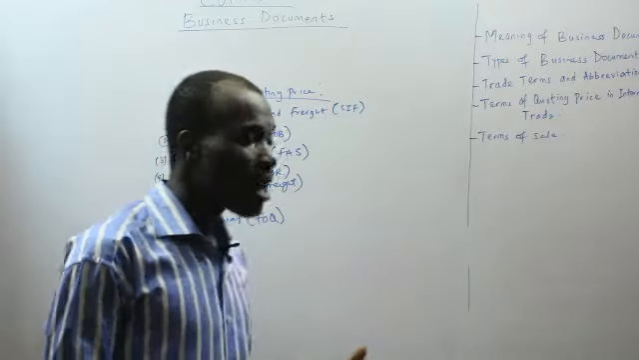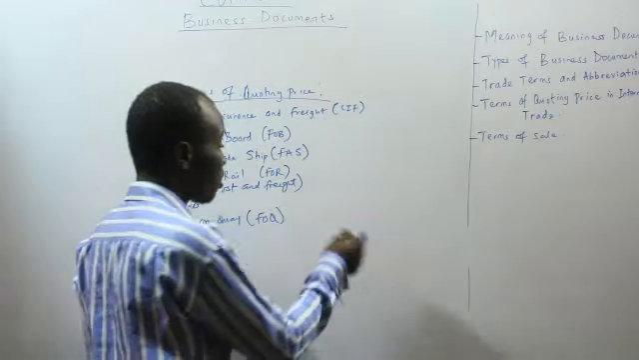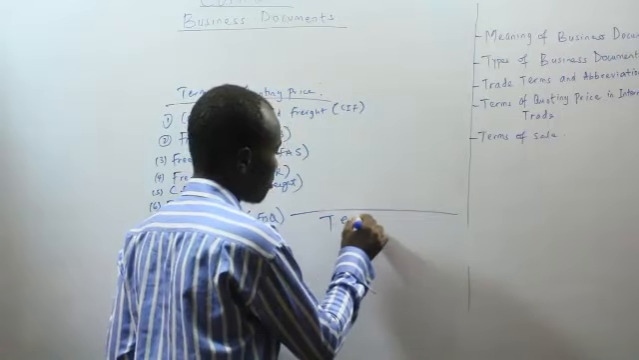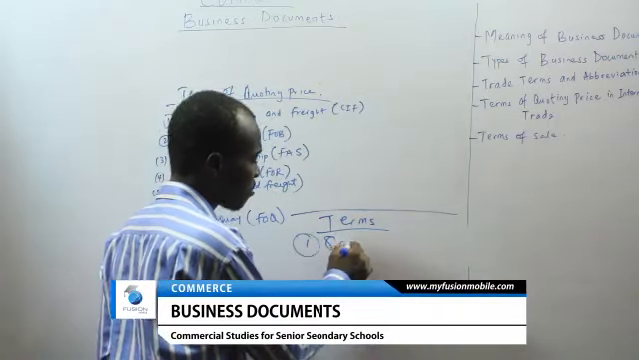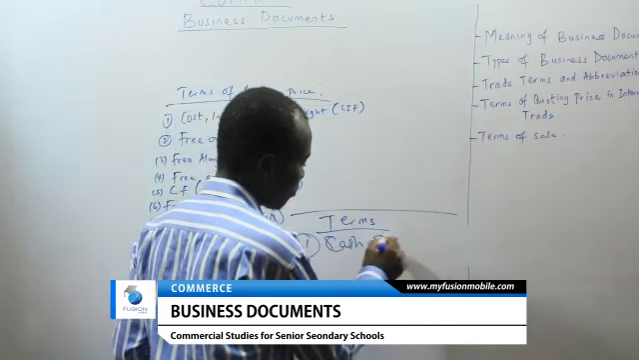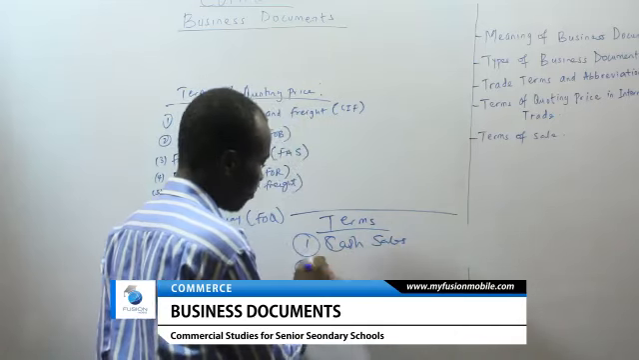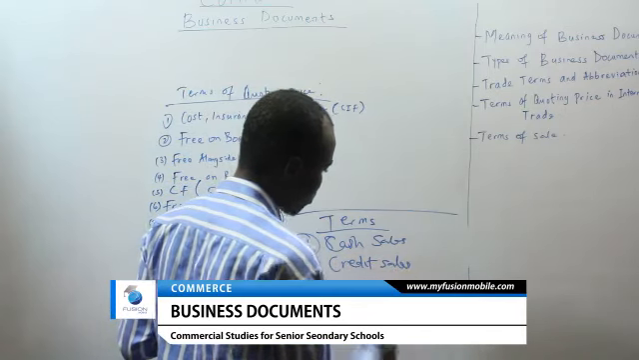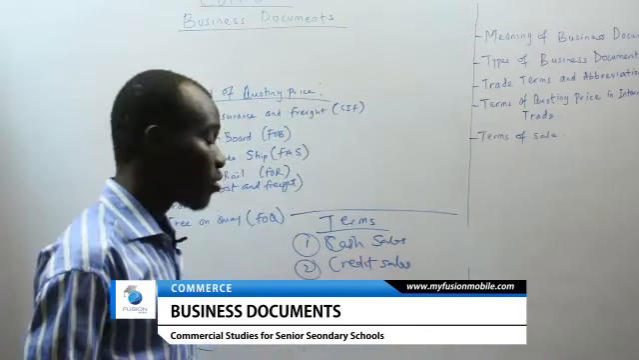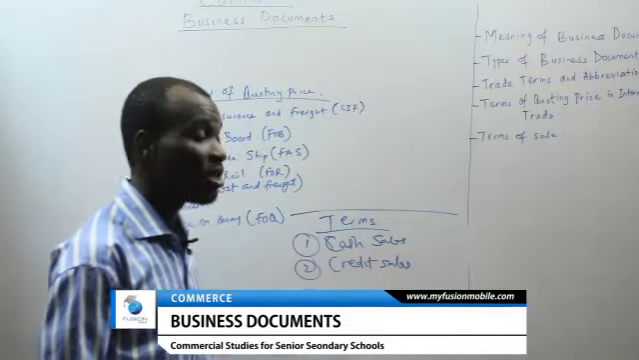Now the next thing is terms of sale. Generally, we have two types of sales. We have cash sales, and we have credit sales. Cash sales occur when the goods are sold for cash, that is, for immediate payment.